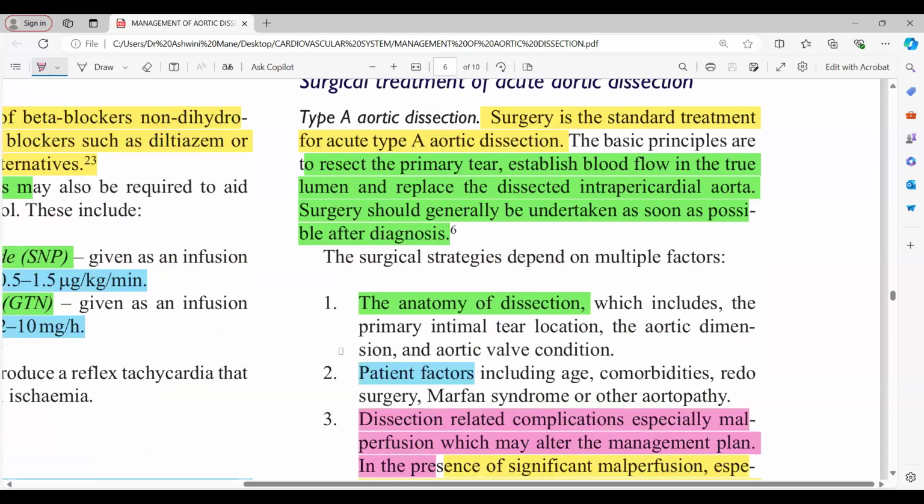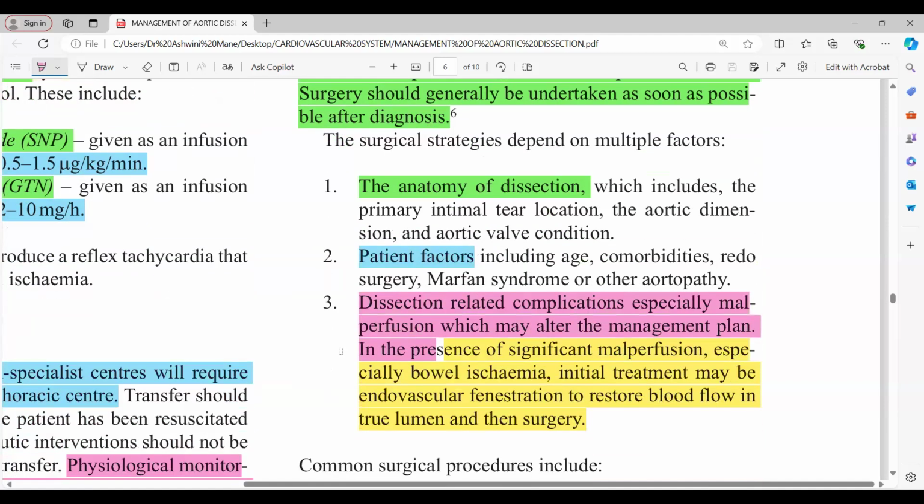Surgical strategies depend upon many factors, like anatomy of dissection, which includes the primary intimal tear location, aortic dimension, and the aortic valve condition. Then patient factors, including age, comorbidities, redo surgery, Marfan syndrome, and other aortopathy. Then dissection related complications, especially malperfusion, which may alter the management plan. In the presence of significant malperfusion, especially bowel ischemia, initial treatment may be endovascular fenestration to restore blood flow in the true lumen and then surgery.